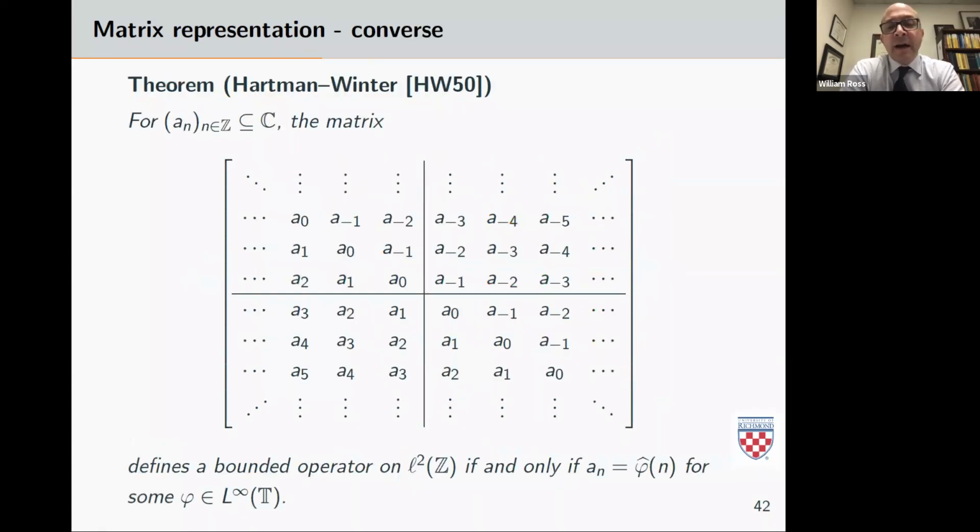You can ask the opposite question. Suppose I were to give you a doubly infinite sequence of complex numbers and form that Toeplitz matrix, and you want to know, is that a bounded operator on L2? You can show, with a bit of a projection argument, that this is going to take place if and only if the a_n are actually the Fourier coefficients of an essentially bounded function phi. So doubly infinite Toeplitz matrices and M phi operators are the same thing, as long as we're agreeing that we're going to use the standard orthonormal basis for L2.